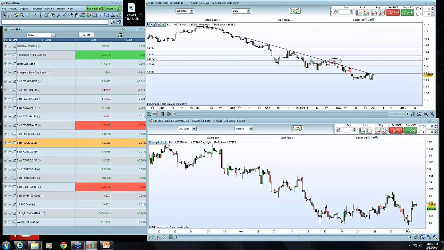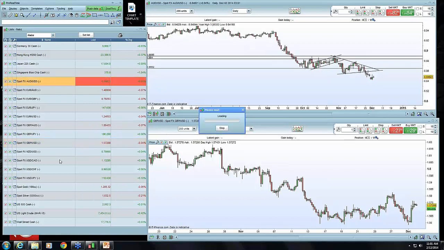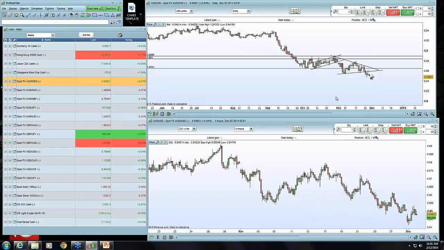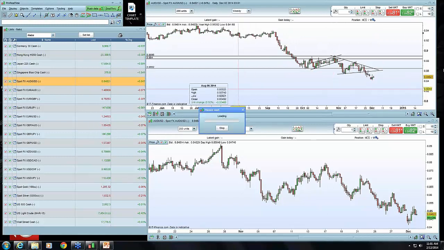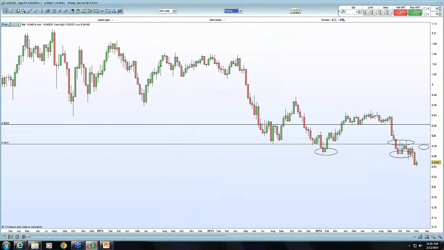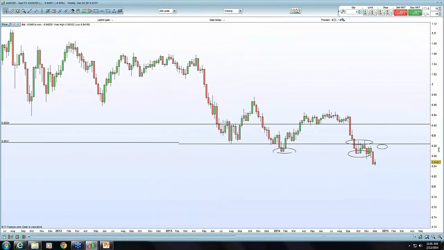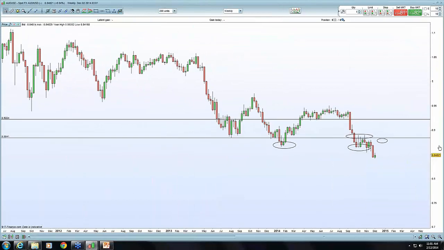Now, let me take a look at the Aussie dollar. Aussie dollar weekly chart, same thing, downtrend. It broke a new low, I think, when was it? Last week. Yeah, it broke a new low last week.